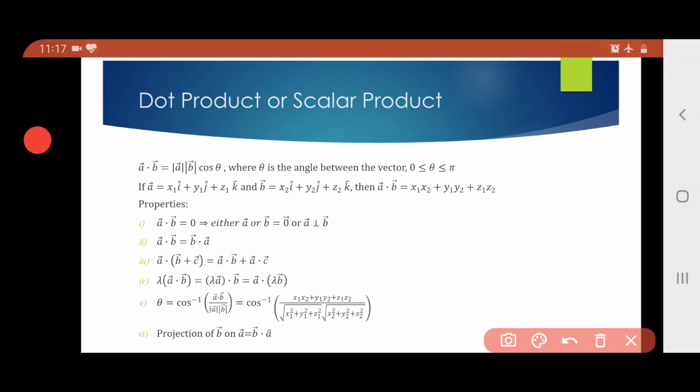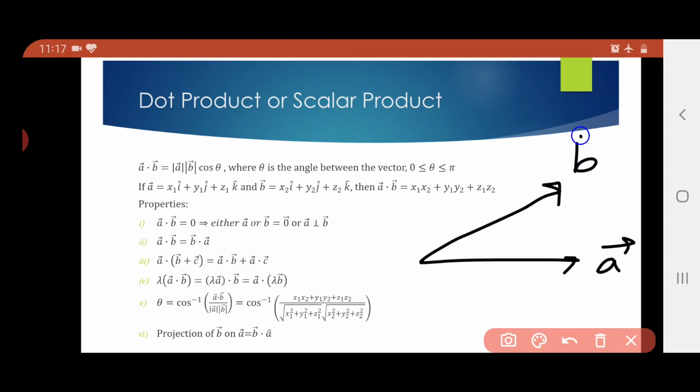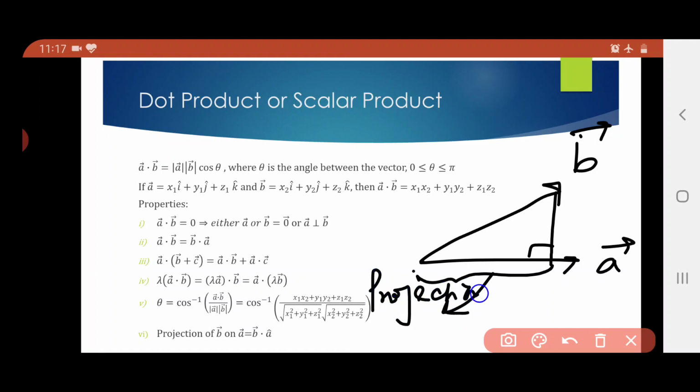Now what is the idea? Say this is the vector A and this is the vector B, and if I am projecting B on A, that is I am dropping this perpendicular on A, then the projection is given by this length. This length is called the projection of B vector on A vector.